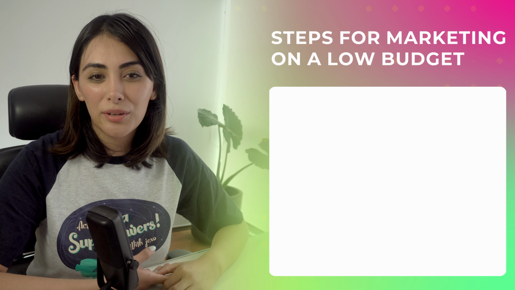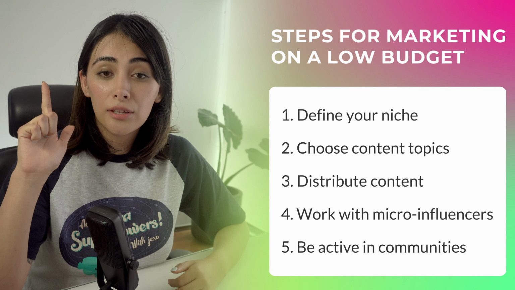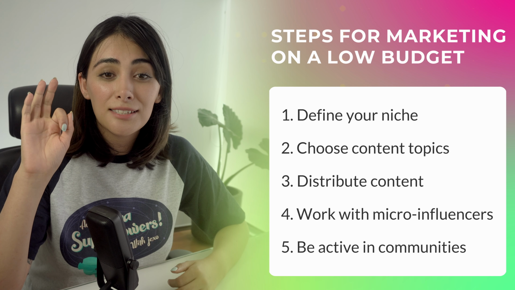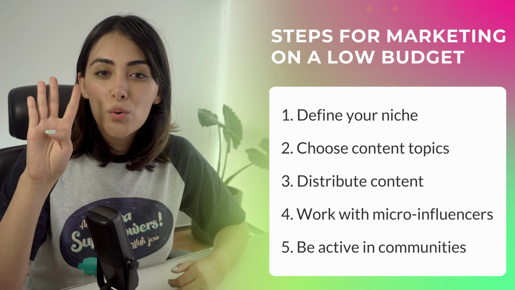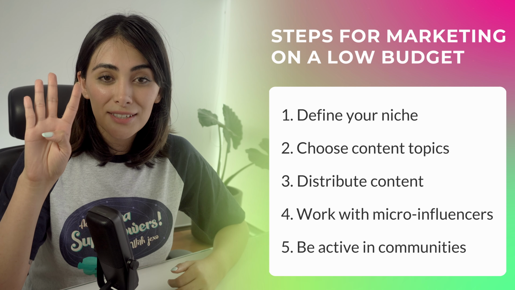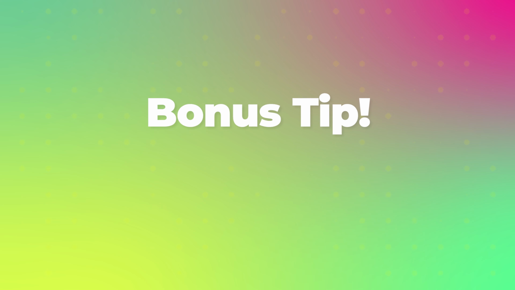So, quick recap. Step 1, define your niche. Step 2, choose 5 to 10 core topics to create content. Step 3, distribute and repurpose your content. Step 4, reach out to people running micro communities. And step 5, be active on those internet communities. The secret to make a low-budget marketing strategy work is consistency. So, planning where, what, and when to write content is important.